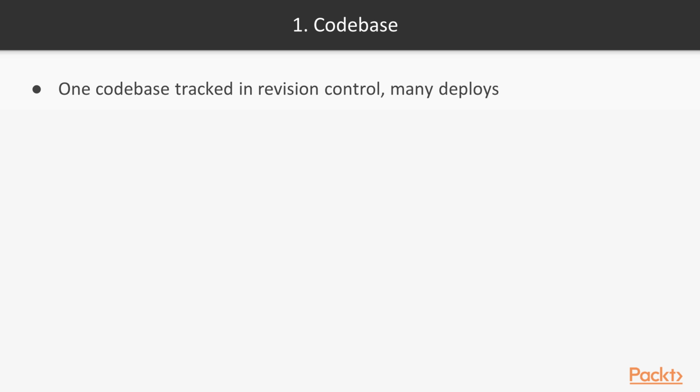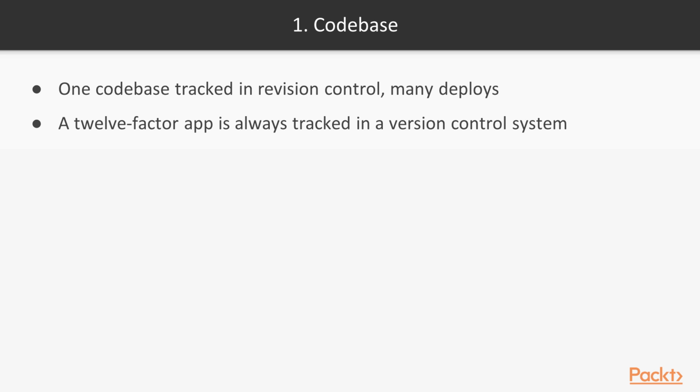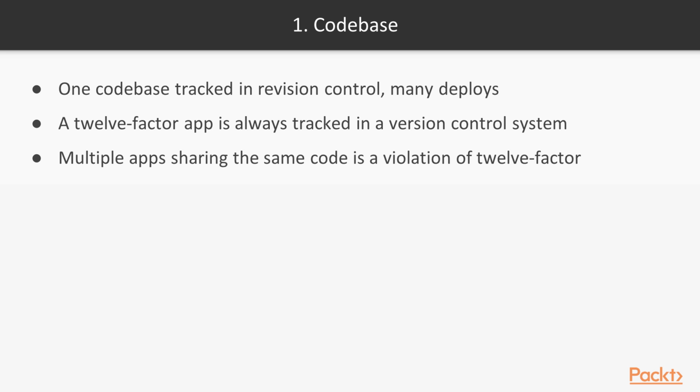Our microservice should have one codebase tracked in revision control, and it could have many deploys. A 12-factor application, so our ideal microservice, is always tracked in a version control system such as Git, Mercurial or Subversion. Multiple applications sharing the same code is a violation of 12-factor. So we cannot have one repository and a couple of applications that use the same repository.